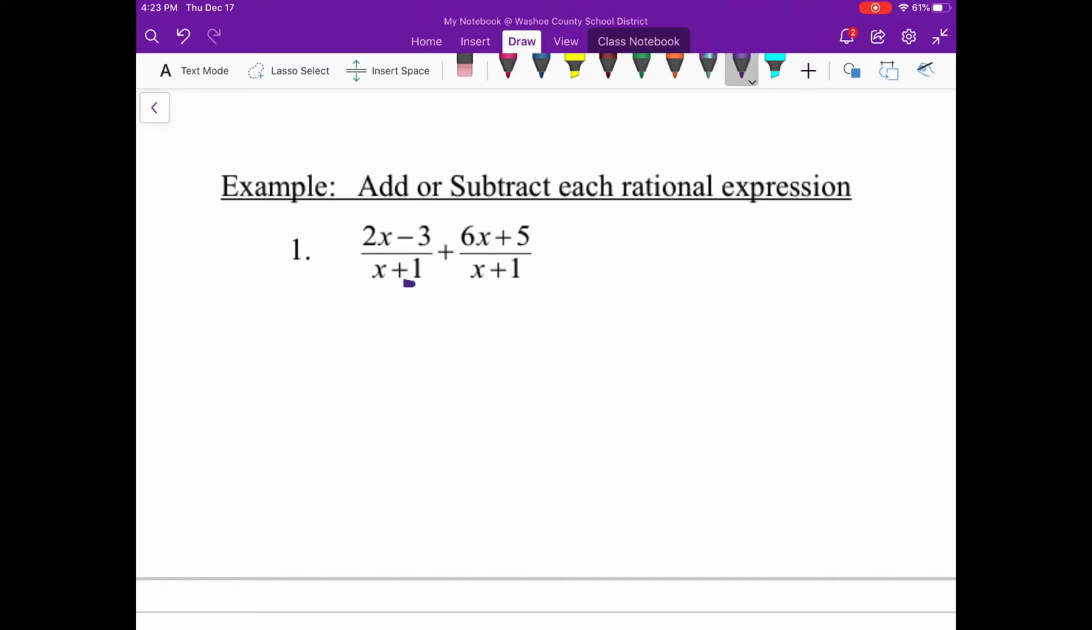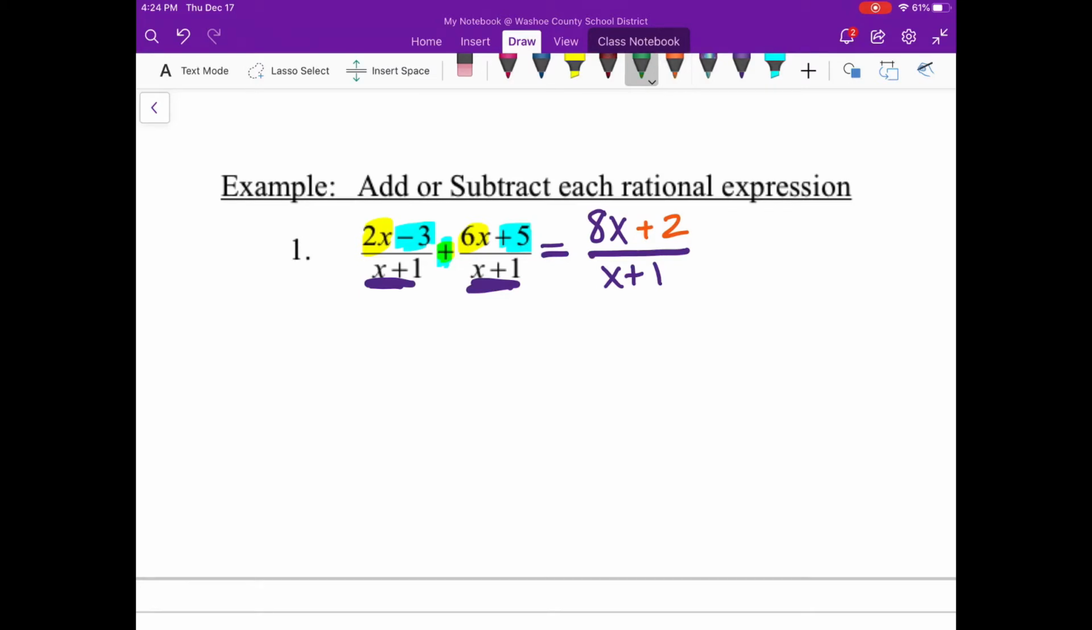So going right into the first example, if I am adding and they have the same denominator, so note how the denominator for both of these fractions is x plus 1. That means that my denominator is going to stay the same for the bottom, okay? So I am going to just add straight across. So I have 2x plus 6x, and that gives me 8x. And then I have a -3 plus a 5, which is going to give me a +2.